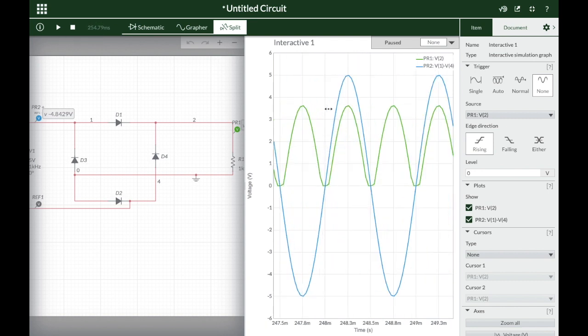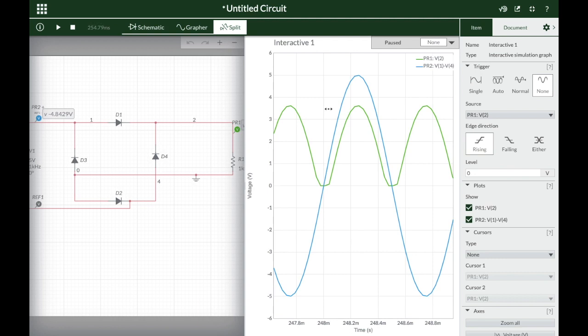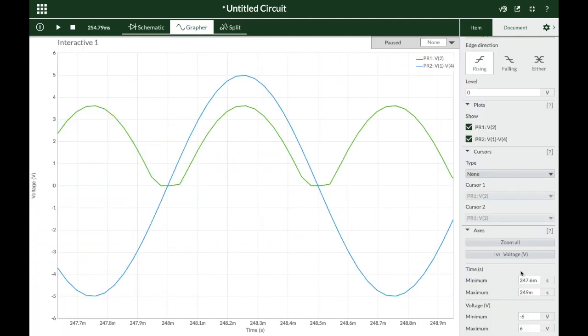We can see that the signal which is in blue color is an input signal because this voltmeter is in blue color, and the signal which is in green color is the output voltage, that is voltmeter at the output is in green color. To analyze this output clearly, let us go on grapher mode. We can see what are the time and voltage limits selected over here. You can see the time selected is minimum as 247.6 milliseconds and maximum as 249 milliseconds. So we are observing signals from 247.6 milliseconds to 249 milliseconds.